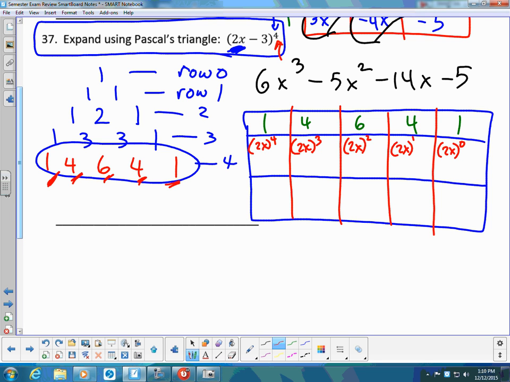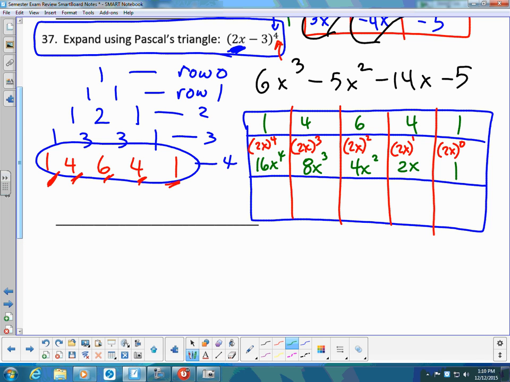If I'm simplifying these, then 2x to the 4th is going to be 2 to the 4th times x to the 4th. That's 16x to the 4th. 2x quantity cubed is going to be 8x cubed. This one's going to be 4x squared. This is going to be 2x, and anything to the 0 power is 1. So that's what we have here.